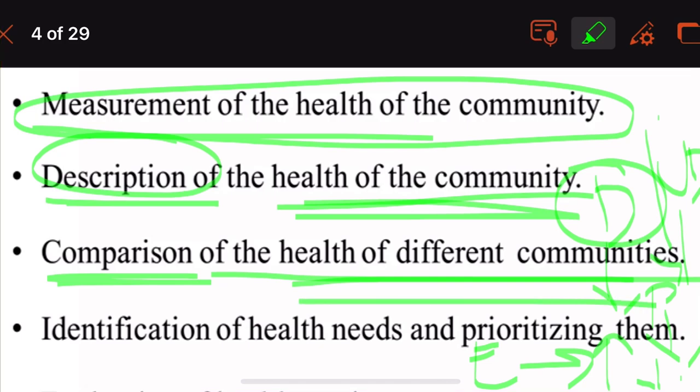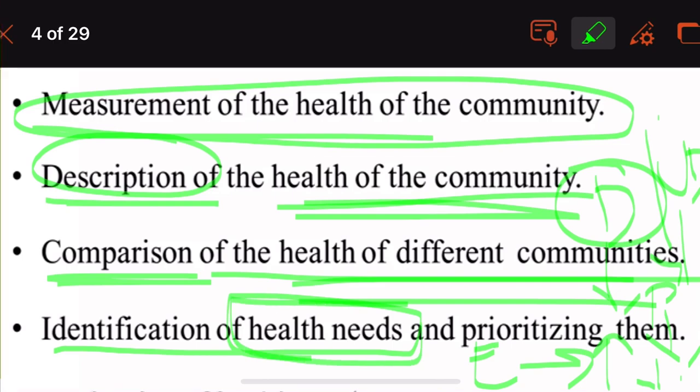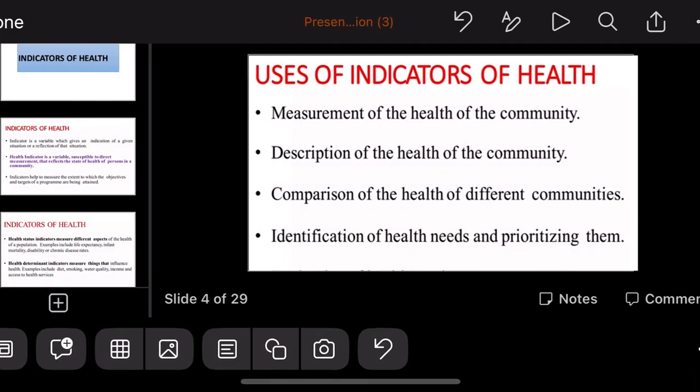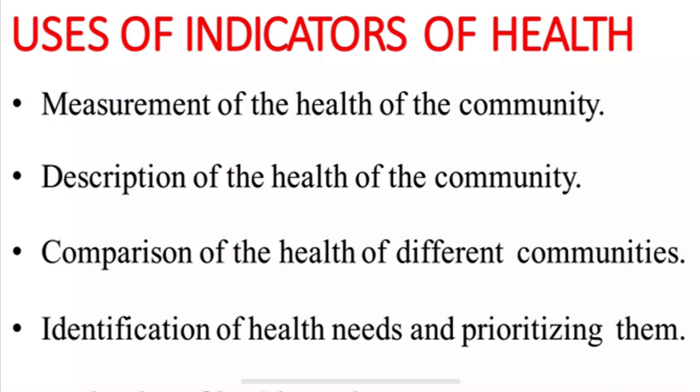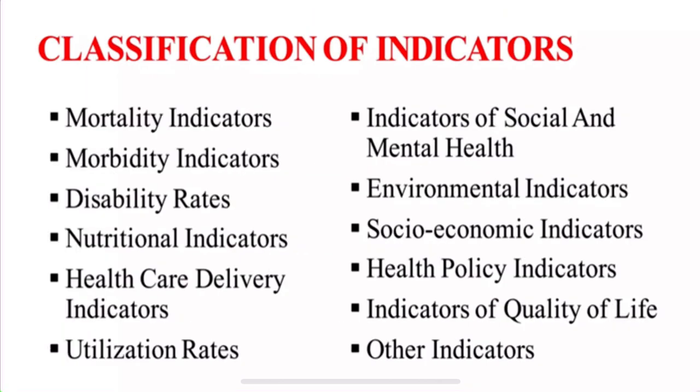These indicators also help in the identification of the health needs. So by this we get to know that in the rural areas we need to set up hospitals. We don't usually find emergency casualties and so on in the rural areas. So it helps in the identification of the health needs and prioritizing them, what is the most needed thing right now in the community, which can be found out by these indicators.